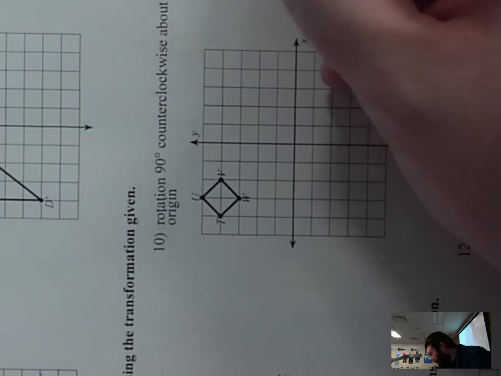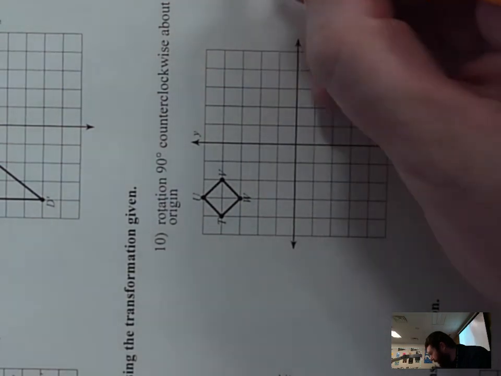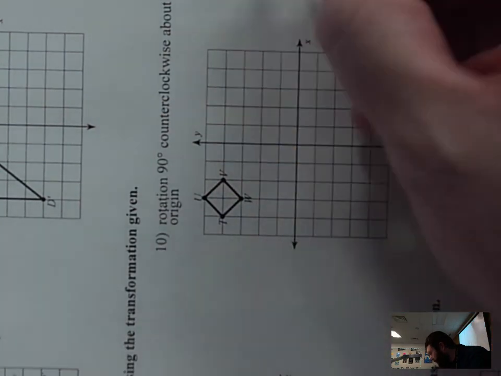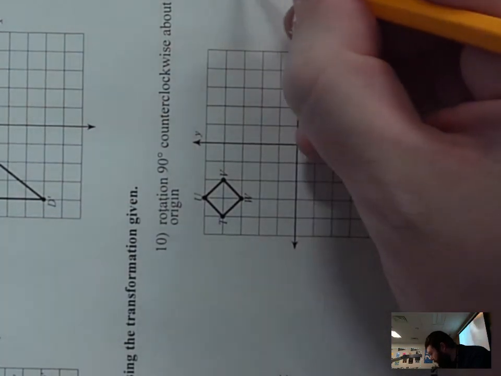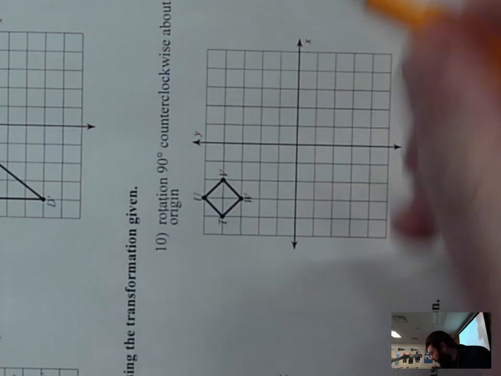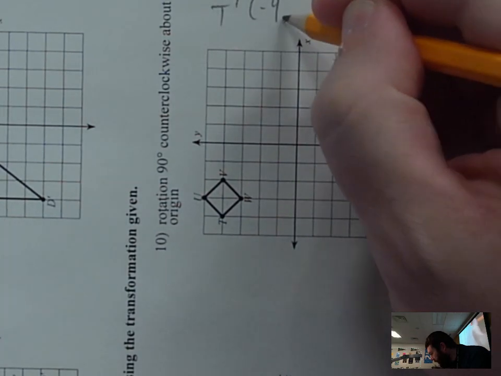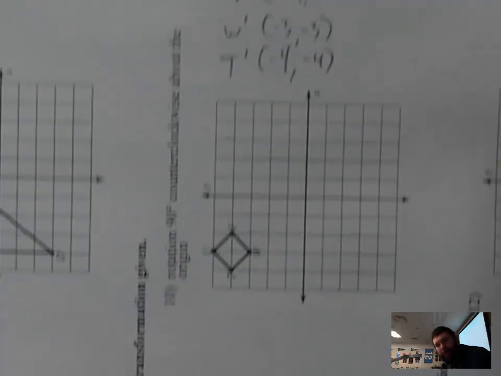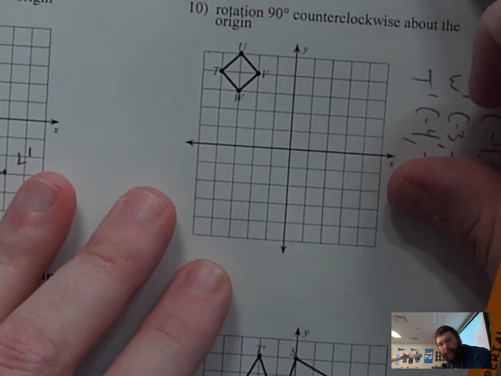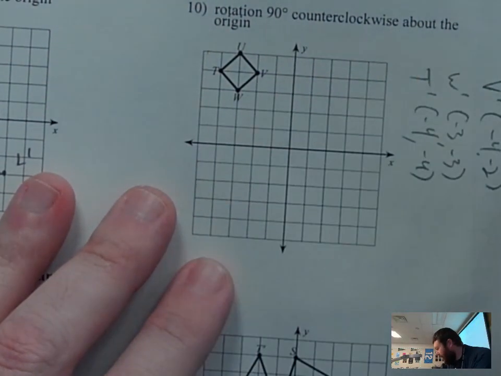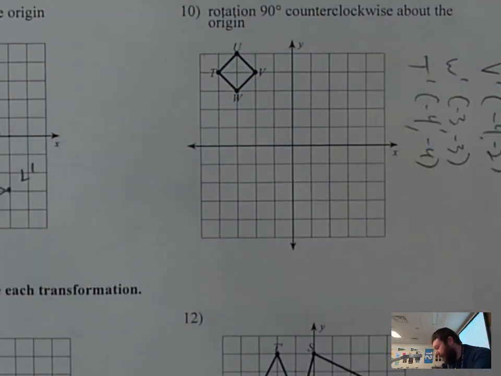U prime is going to be at -5, -3. V prime is going to be at -4, -2. W prime is going to be -3, -3. And T prime is -4, -4. So I just looked at where all four of those points are, and then when I put it right side up, that's where it is originally. And if I plot those points, they're going to end up in that bottom left corner where it was. That would be rotated 90 degrees counterclockwise.